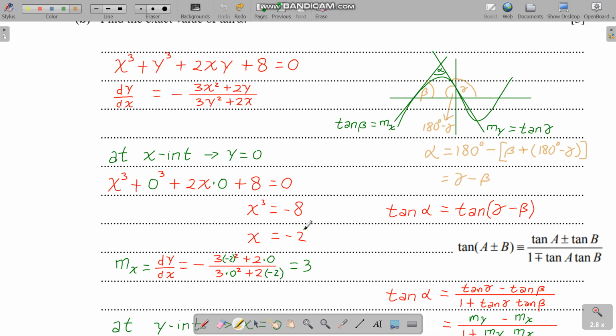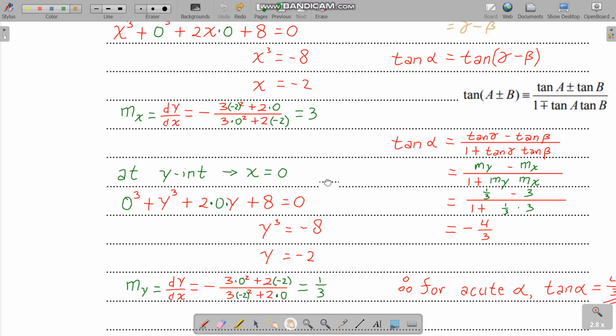So we can find the gradient. Just plug in x equals minus 2 and y equals 0, that is the point (minus 2, 0). Using a calculator, we get the gradient. So this is the gradient of the tangent line passing through the x-intercept.